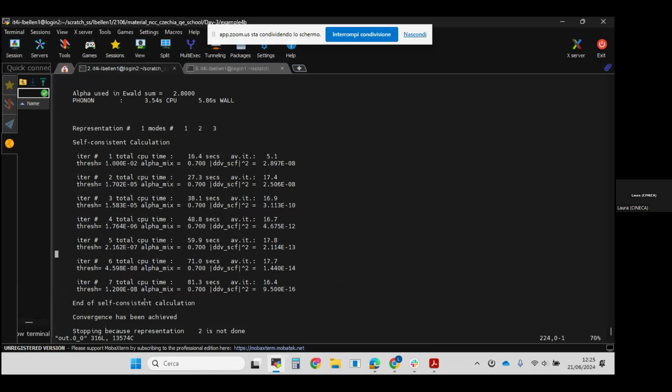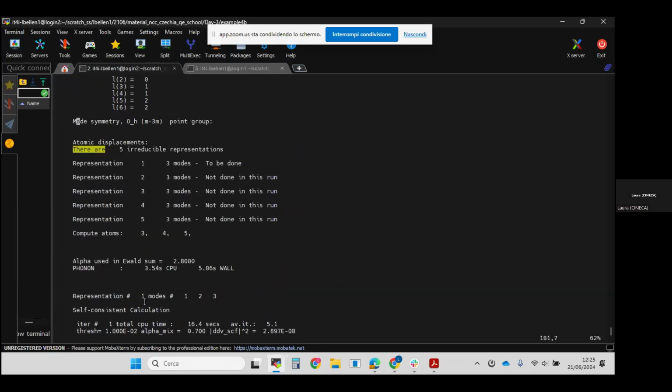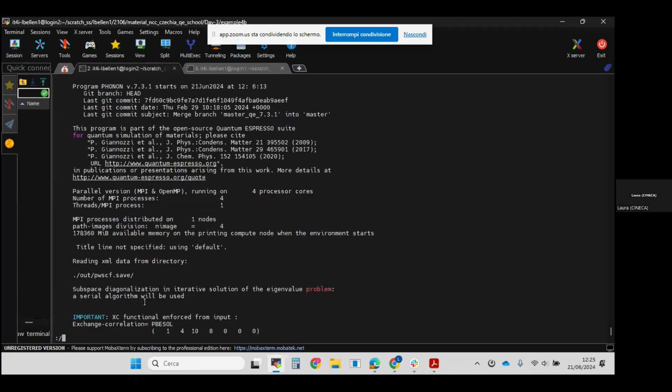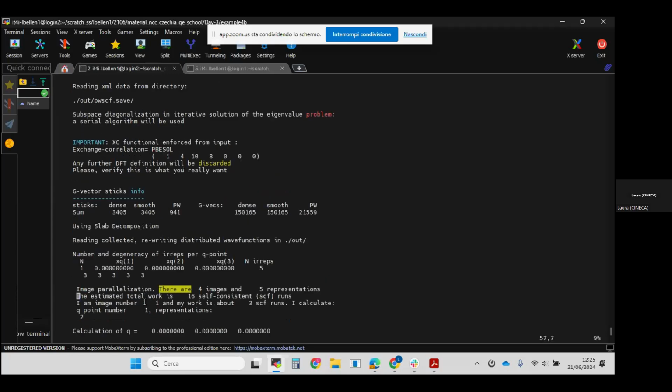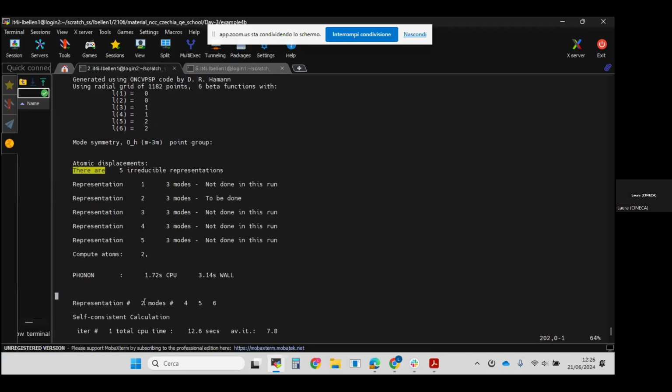So, for example, if we look at the log file of image 0, we can see here at the beginning that the log file tells you that there are 5 irreducible representations. This image, which is image 0, does representation 1. If we look at out.1, which is the log file for the second image, we can see the same message, that there are 5 irreducible representations, but this image will do representation 2, and so on.